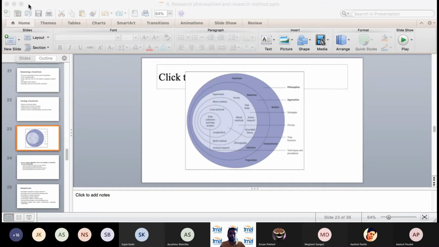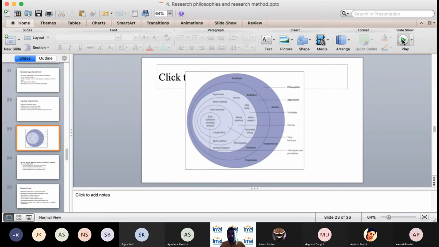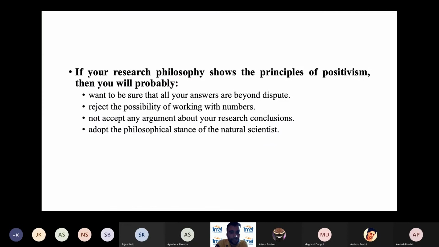Now let's move on to the slide. If your research philosophy shows the principle of positivism, then you will probably be able to answer this. Yesterday also, I think we have discussed this part. Part of the philosophical steps of natural scientists. Yes. Does anyone think that the answer is other than that?